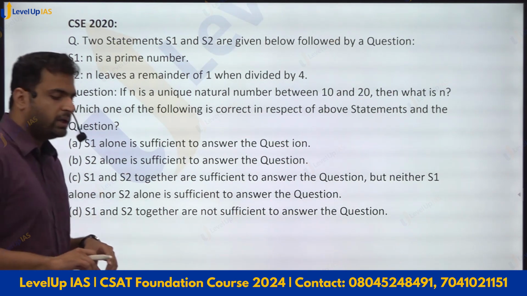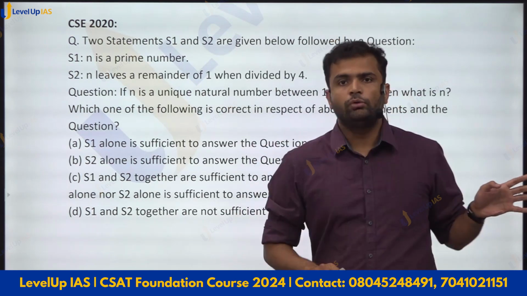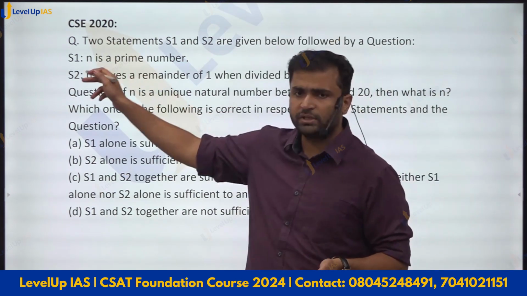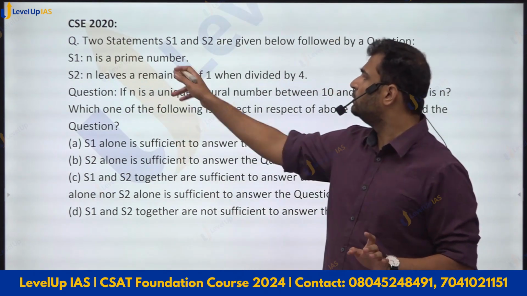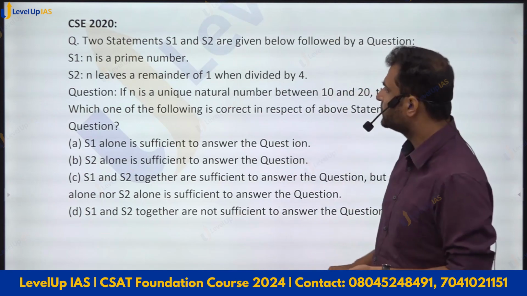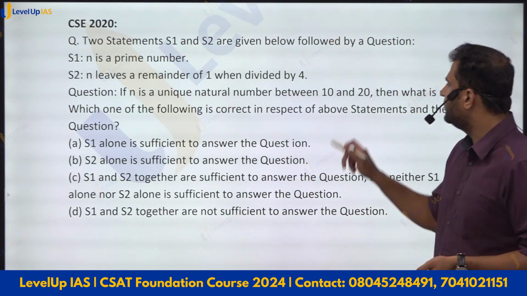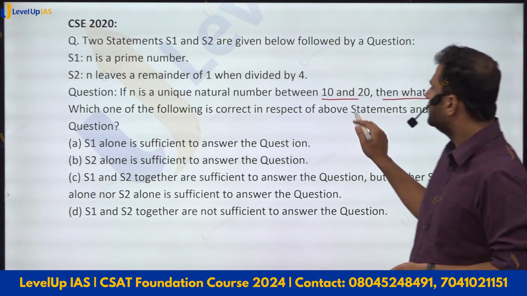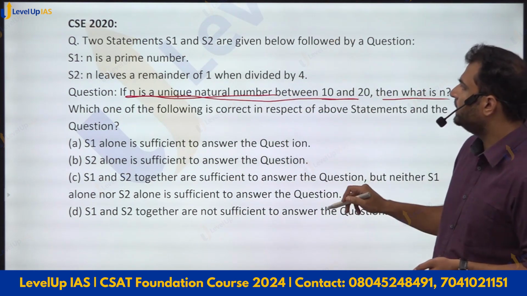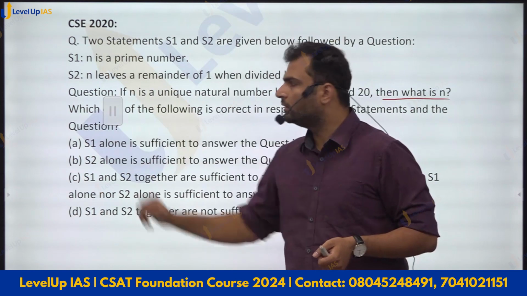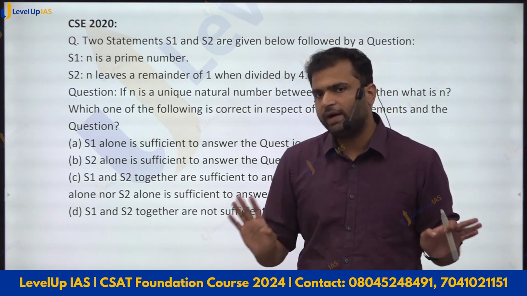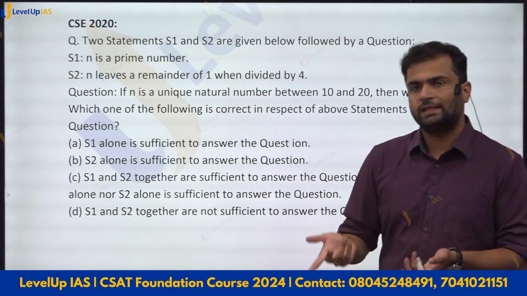This is from data sufficiency, but in fact it is from prime numbers. All you need to know is prime numbers between 11 and 20. Now let us first read the statements. First statement is n is a prime number. Second statement is n leaves remainder 1 when it is divided by 4. So there are two statements. Okay. Now let us read the question. If n is a unique natural number between 10 and 20, then what is n? So this is given in this part that n is a natural number between 10 and 20, but we just have to tell what is n. We just have to comment on if we can answer this particular question, not find the value of n, but comment on if we can answer this.